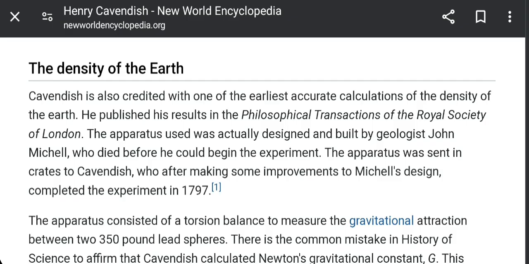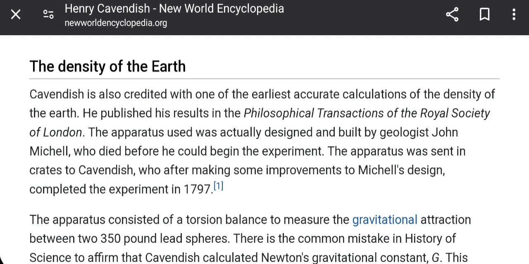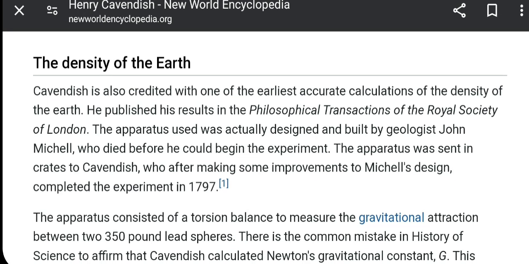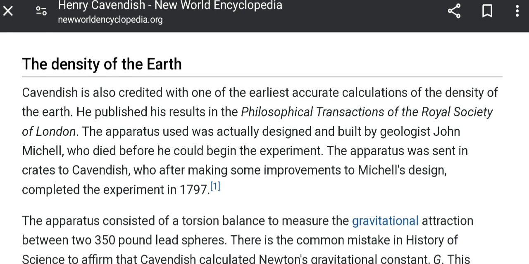Cavendish is also credited with one of the earliest accurate calculations of the density of the Earth. He published his results in the Philosophical Transactions of the Royal Society of London. The apparatus used was actually designed and built by geologist John Michel, who died before he could begin the experiment. The apparatus was sent in crates to Cavendish, who, after making some improvements to Michel's design, completed the experiment in 1797. So yes, Cavendish did actually complete the experiment, as it was sent to him after the person who contrived the experiment, geologist John, died and passed away.